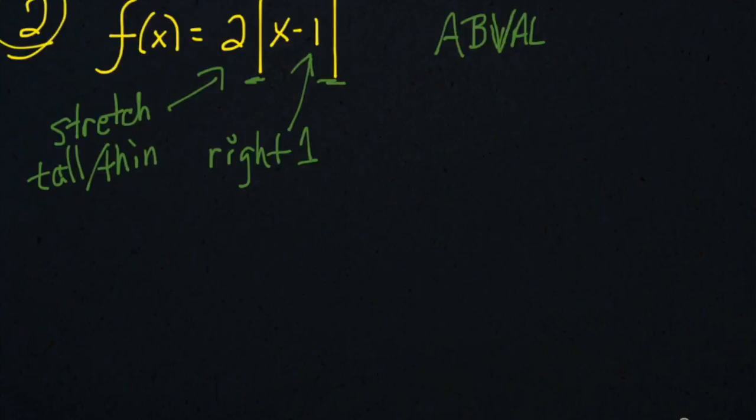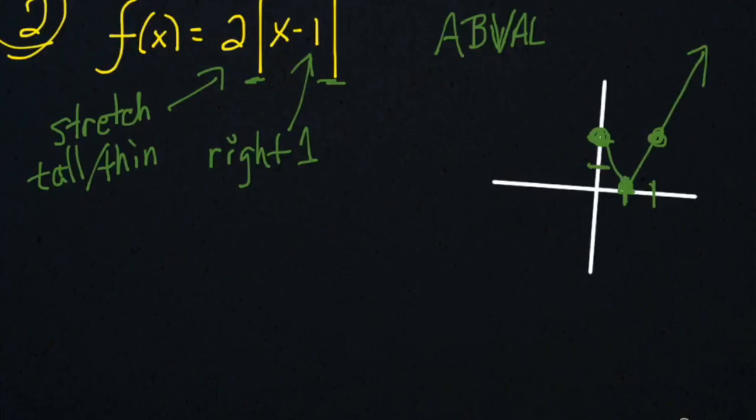Alright, so now let's actually go in and draw our curve, or sketch our curve. So we're going to the right 1. That's where my V is going to start. And instead of going over 1, up 1, it's going to go over 1 and up 2. So my absolute value shape is a lot thinner than it would be normally.